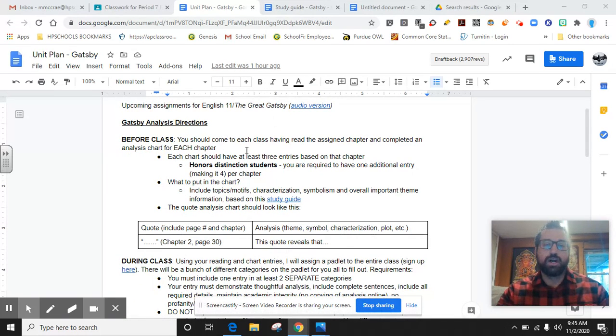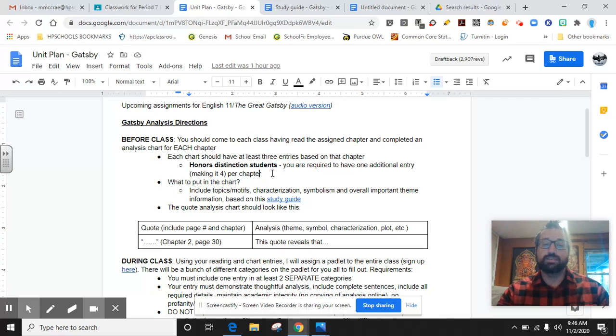Okay, so before each class, you should come to class having read the assigned chapter. Remember, we're only doing one at a time, one chapter per class, and complete an analysis chart for each chapter. And this is what the analysis chart should look like. You should have 3 entries for every chapter. There are 9 total chapters, so that means 3 entries per chapter. You should have 27 entries by the end.